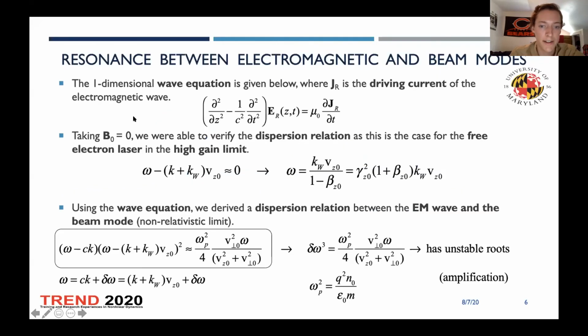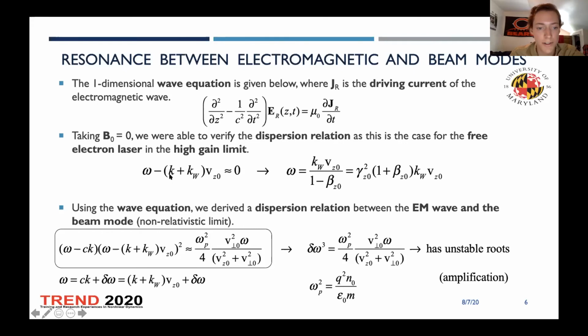So then we went on to find a dispersion relation for the wave. We use this one-dimensional wave equation given by JR. JR is the driving current of the electromagnetic wave, and this JR is then proportional to the amplitude of the radiation wave. To simplify the algebra, we took B0 to equal 0, and we were able to verify the dispersion relation in the case for the free electron laser and the high gain limit, which is the resonance of the free electron laser given here. And when we solve this problem in a vacuum, k becomes omega over c.